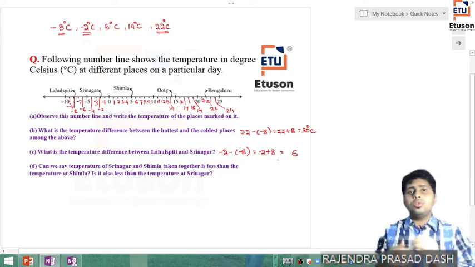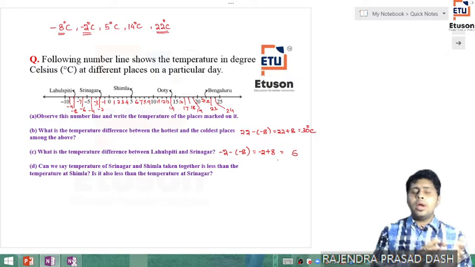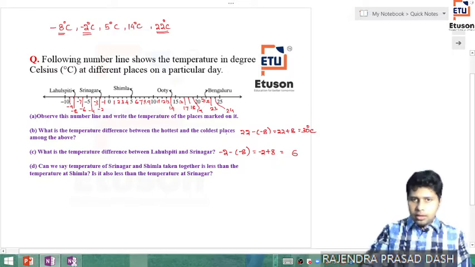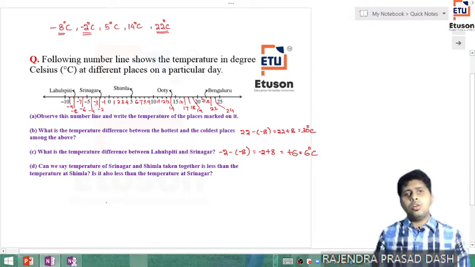Now we have to see which number is the larger one irrespective of their sign. So we'll consider between 2 and 8. 8 is the larger one, and we'll put the sign of the larger number in the final answer. The sign of the 8 is plus. So I'll put a plus sign here. Plus 6 means I can generally say 6 degrees Celsius. So the temperature difference between Lahul Spiti and Srinagar is 6 degrees Celsius.